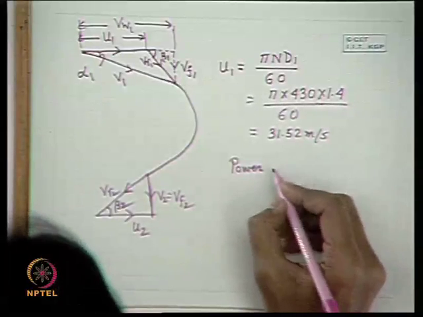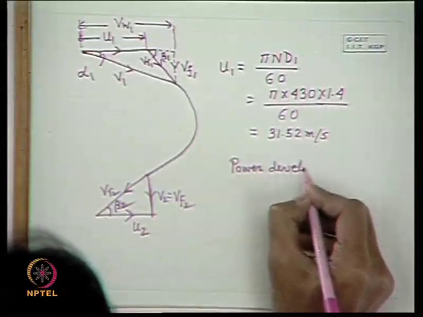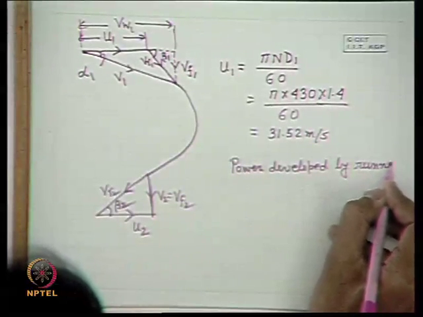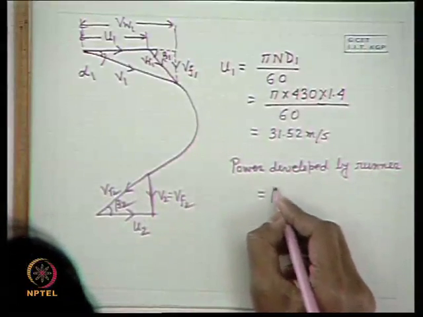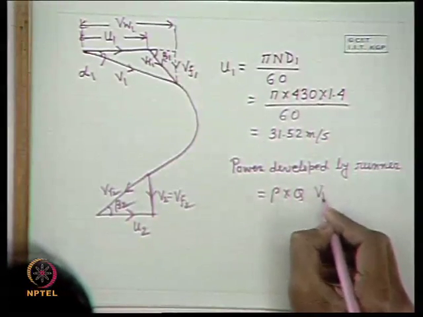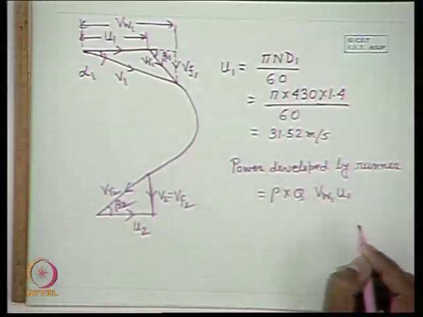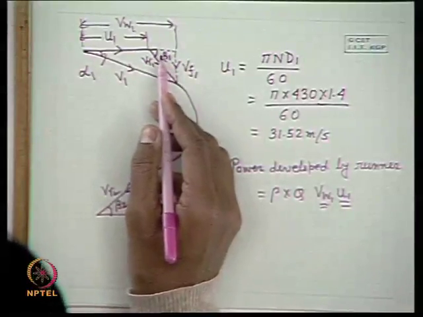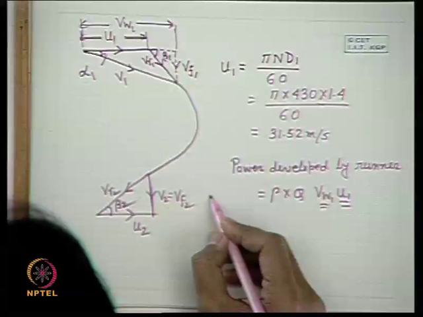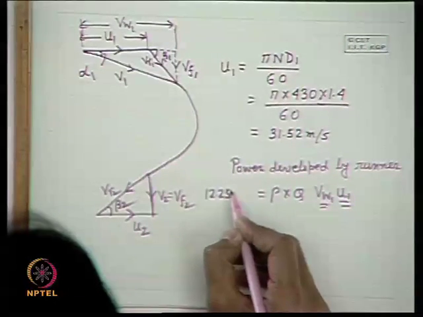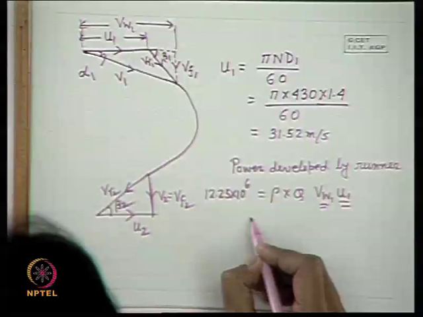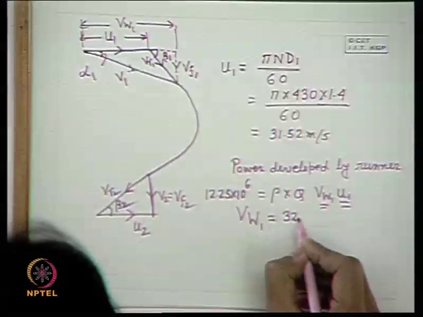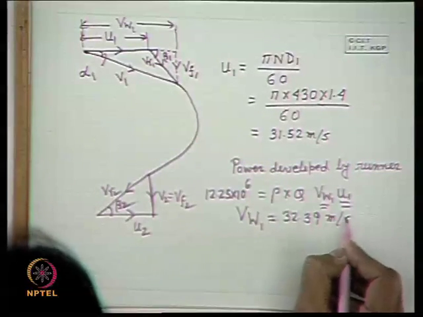Power available, or power developed by the runner. What is the power developed by the runner? It is rho into Q into, you know from the Euler turbine equation, VW1 U1. So U1 we know. VW1, how do you know VW1? VW1 we don't know, but we know the power developed, that is 12.25 into 10 to the power 6, and we get VW1 as 32.39 meter per second.